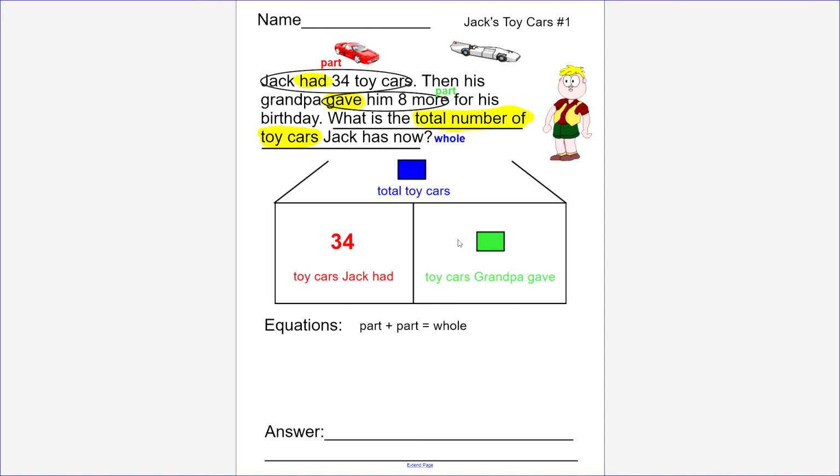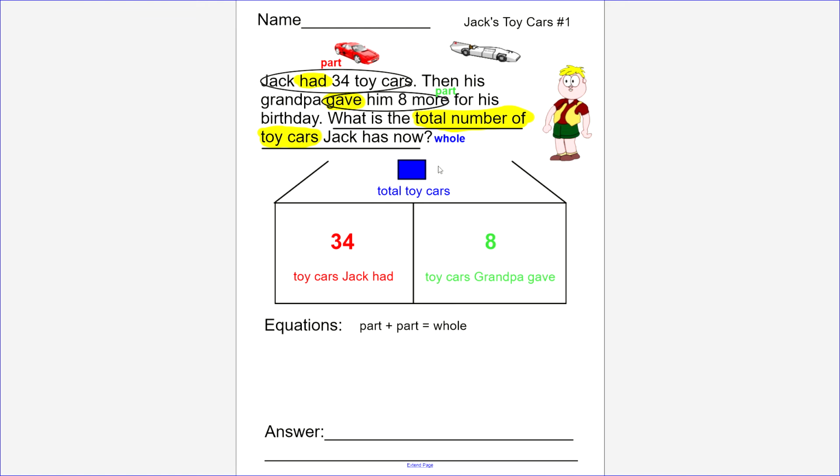Think about this second part. Look back up at the story problem. How many toy cars did Grandpa give Jack? How many toy cars did he give him? What's the number that goes with this piece of information? You're right. According to the story problem, Grandpa gave him 8 more. So 8 is the number that goes with this piece of information. 8 toy cars Grandpa gave.